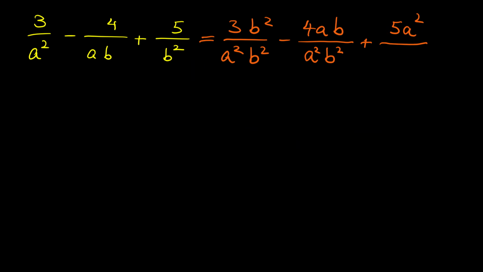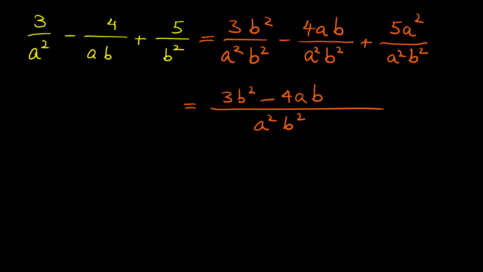And of course, it's better to write the denominator in the form of a to the 2, b to the 2. Because b to the 2 a to the 2 or a to the 2 b to the 2 are the same, but this is better because now we can see that all the denominators are exactly the same. So we write one of the denominators and simply we subtract and we add the terms in numerator. In numerator, if you pay attention, we have 3b to the 2 minus 4ab plus 5a to the 2. This is the final answer for this question.